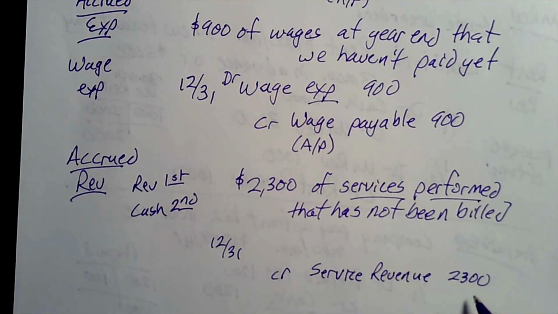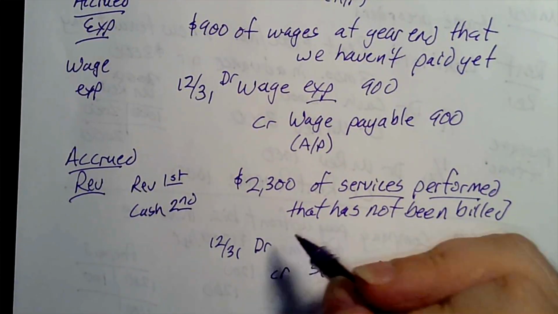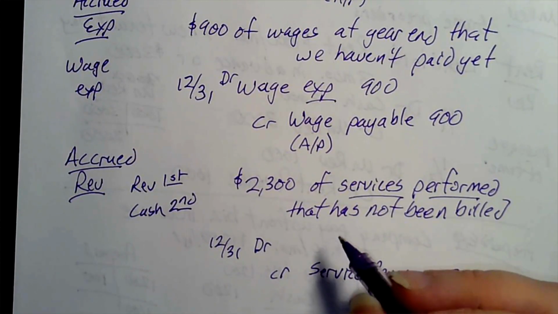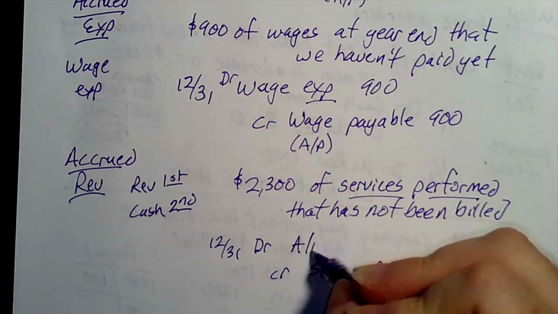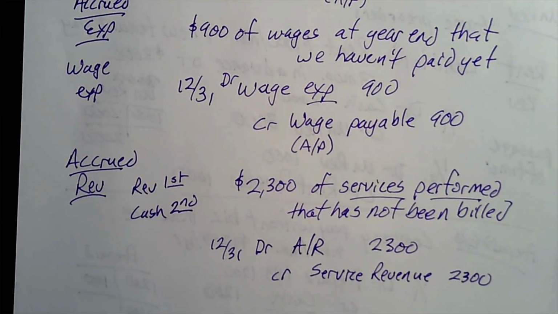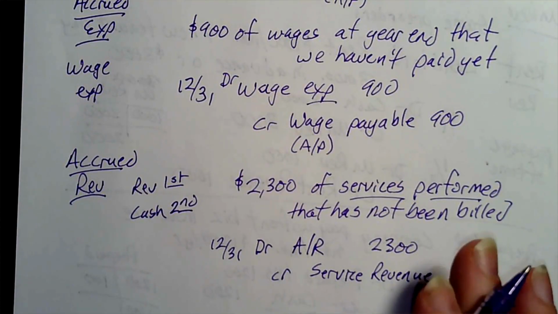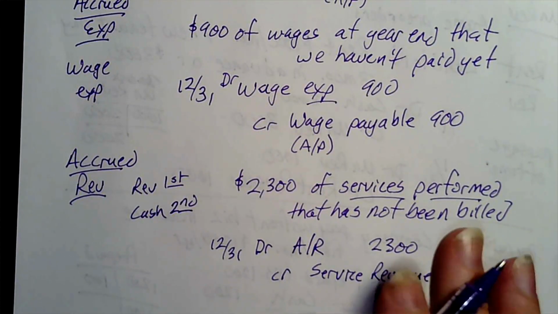So we've earned service revenue, and we need an account for cash to receive later. And of course, that's an accounts receivable, 2,300. Okay, so those are the examples and a brief definition of all the four accruals and deferrals.